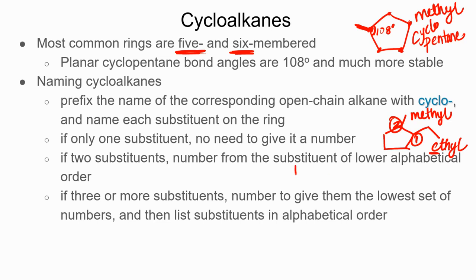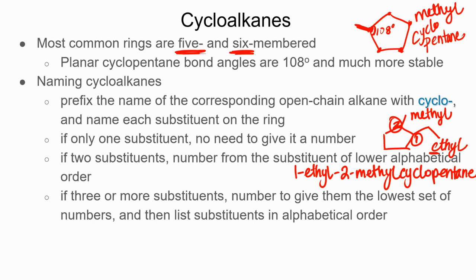And so then you would have 1-ethyl, 2-methyl, pentane rather. We're on pentane now. If there's 3 or more substituents, you're going to number to give them the lowest overall set of numbers.